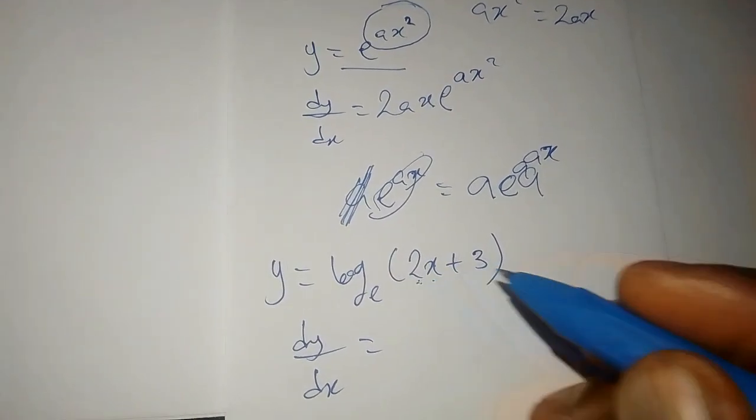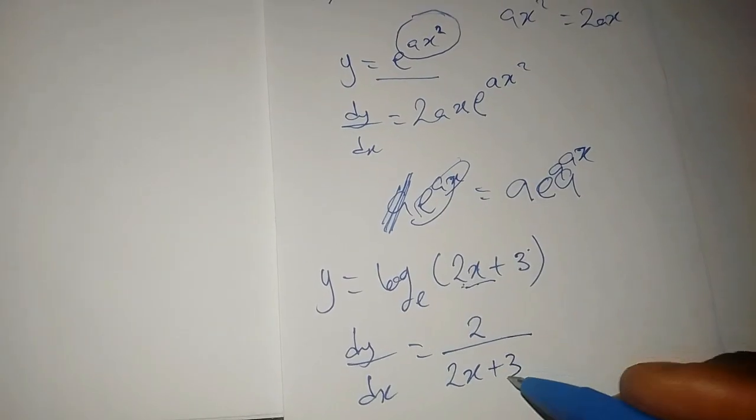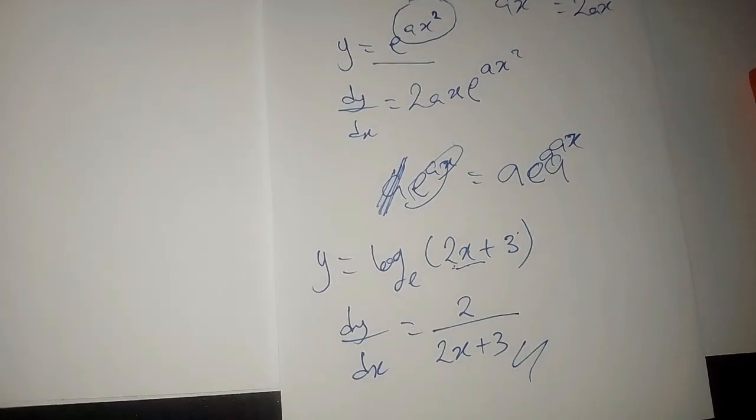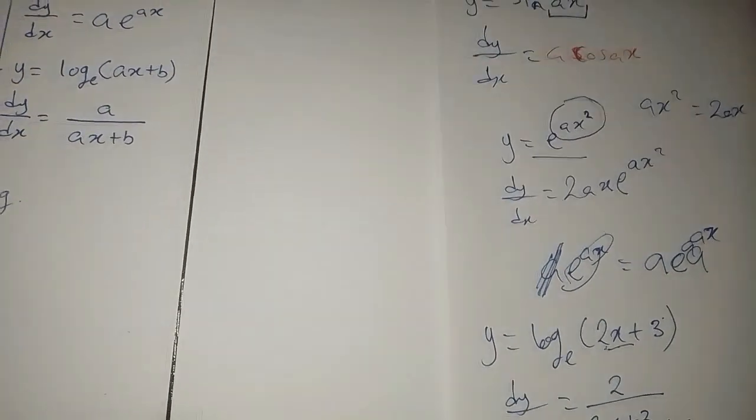If I differentiate 3, I'm going to have 0. That's 2 divided by the original value, that's 2x plus 3. Final answer, which is very, very simple. Now let's solve a series of questions on this.